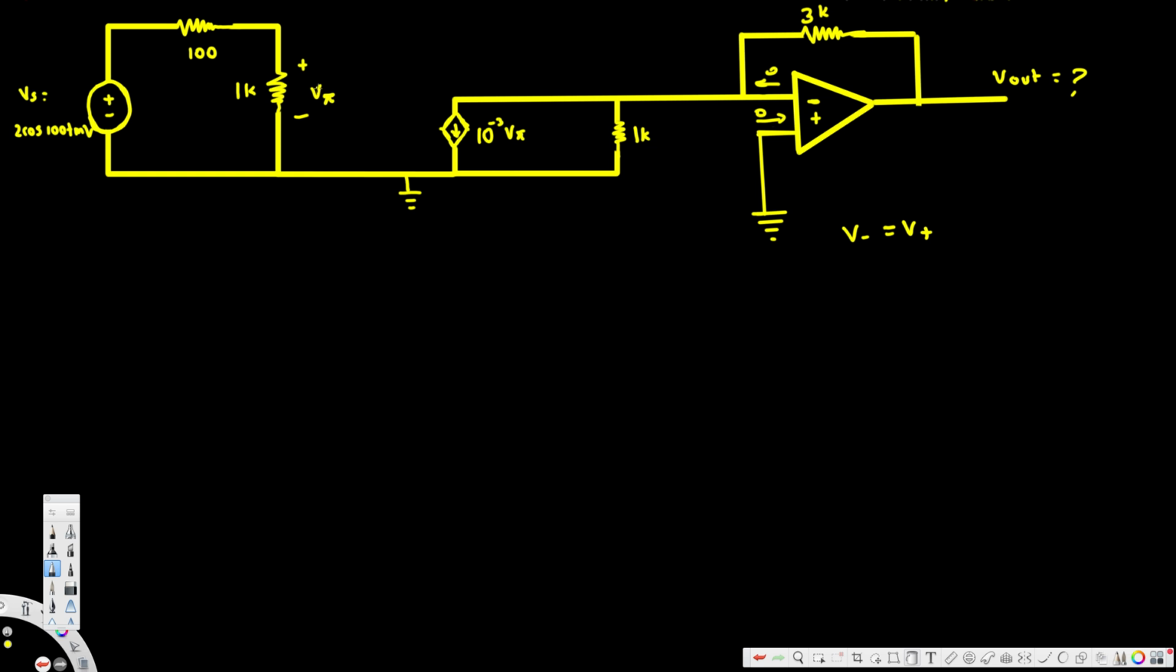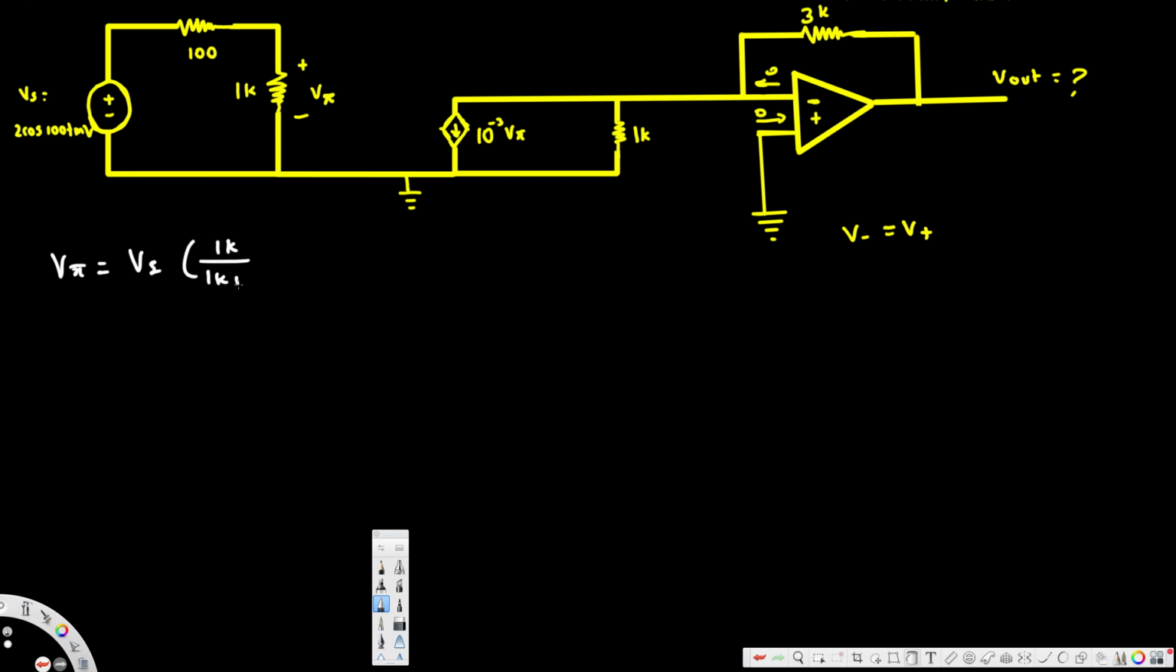Now let's look at this one. Here we have V5, that's unknown, and also we have a dependent current source that is 10 to the power of minus 3 V5. So we have to solve for this V5 first in order to find this current. To solve for V5 we can use voltage division, because we have a 1K resistor, a 100 ohm resistor, and a voltage source provided. So V5 is going to be equal to V source times the top resistance, 1K, divided by 1K plus 100.